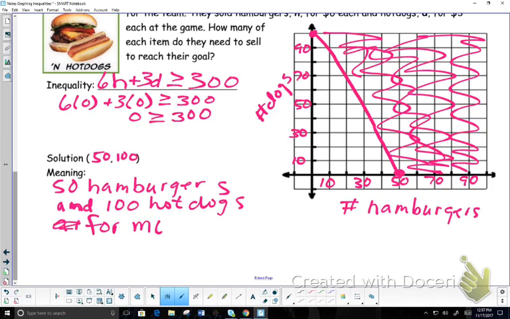What could you tell me though instead of that? For more than 300, you could also have said greater. You could say it's greater than 300. Couldn't you also say, well, 50 times that, that's 300, right? That times that, that's 300. So I could say 50 hamburgers and 100 hot dogs made $600. Wouldn't that be enough to say it as well? Okay.